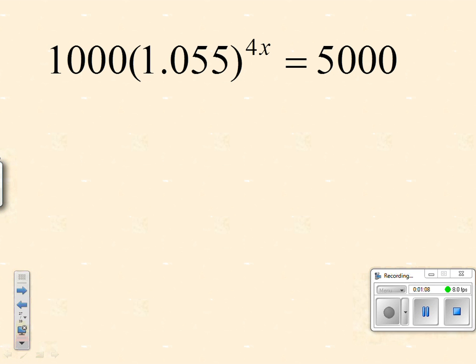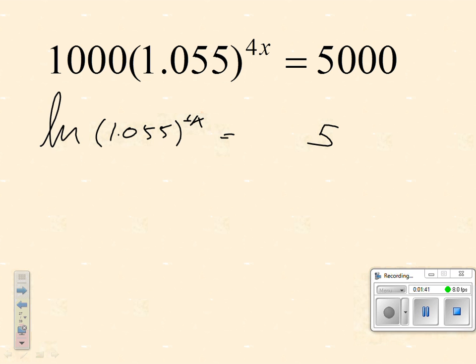So here's an example of an equation that was created by one of the story prophets in our book. And if the goal here is to solve for x, what's the first thing we're going to do? Divide by 1,000. We're going to try to isolate the exponential term. So 1.055 raised to the 4x is going to equal 5. Now that I've isolated that, I can bring in a logarithm. I can bring in any logarithm I want. I choose the natural log. Because I have a logarithm with an exponent inside of it, that exponent can move to the front.